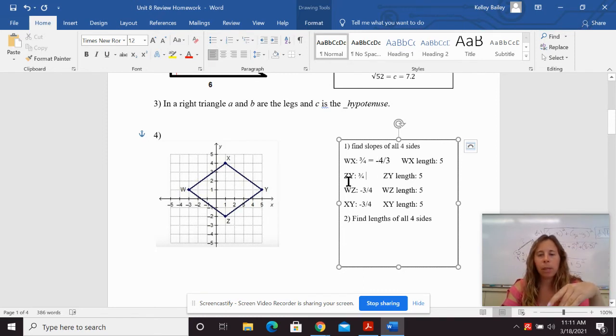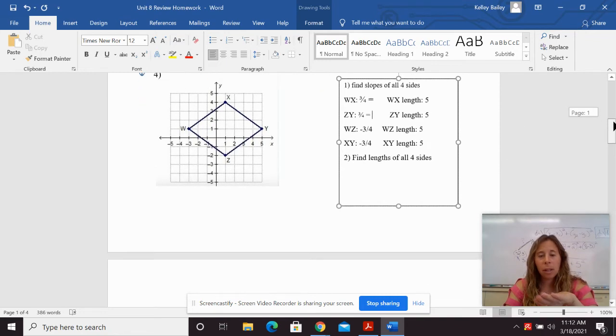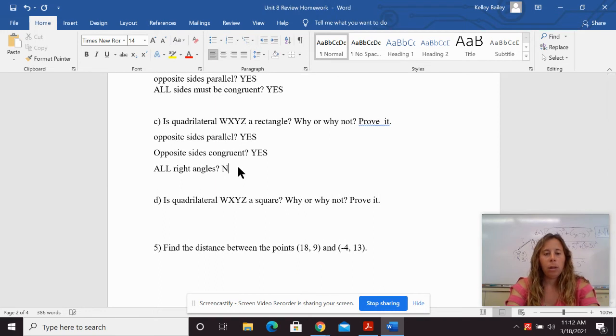A slope perpendicular to ZY, same thing, you would flip it, so it'd be 4/3, and then you would change the sign. These slopes do not match these slopes. So these lines are not perpendicular to each other, which means they do not form right angles. It's close, but no. The slopes are opposites, but they're not reciprocals.